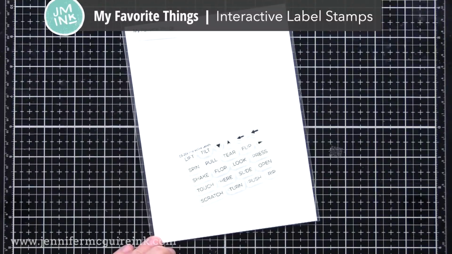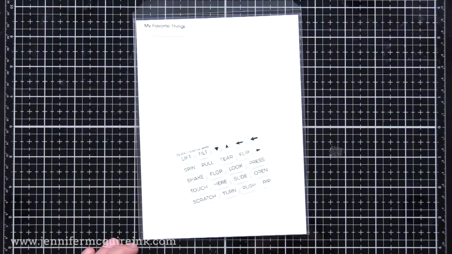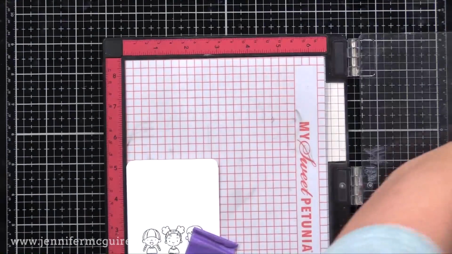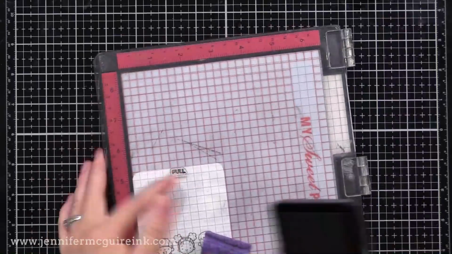Next, we'll stamp my favorite things, interactive labels. This little set, which is a great price point because it's small, has little words that are great for stamping on interactive cards. So I stamped "pull" on the top of our slider piece.